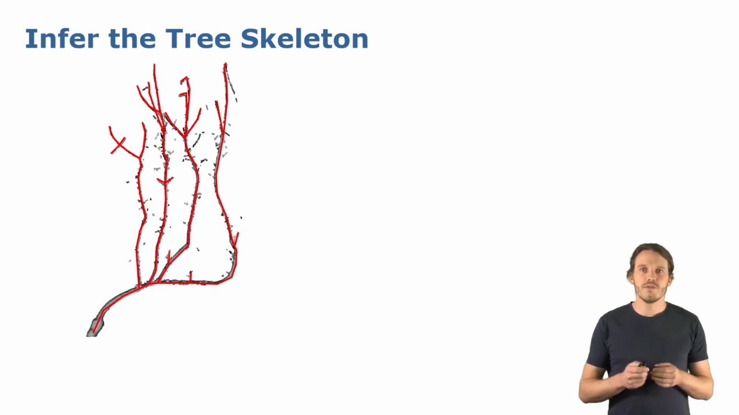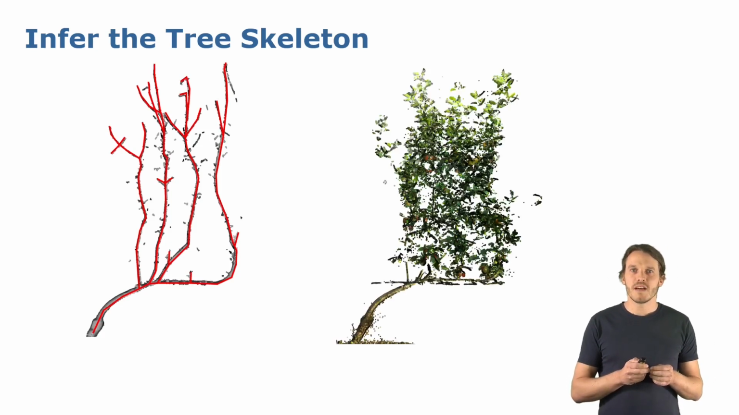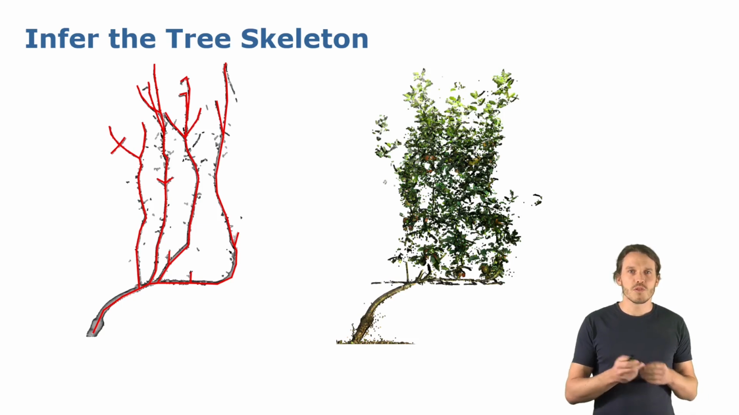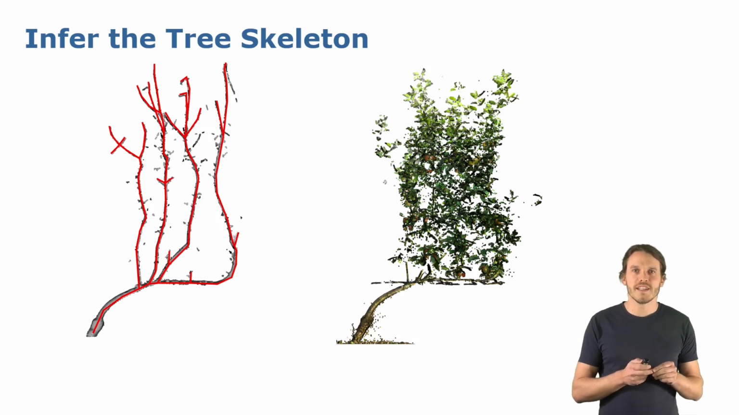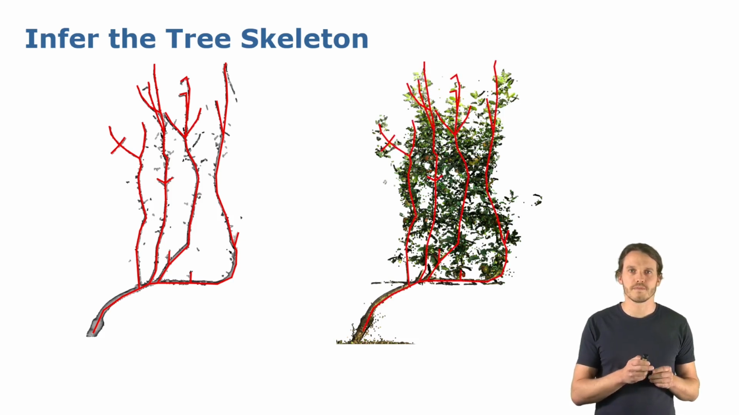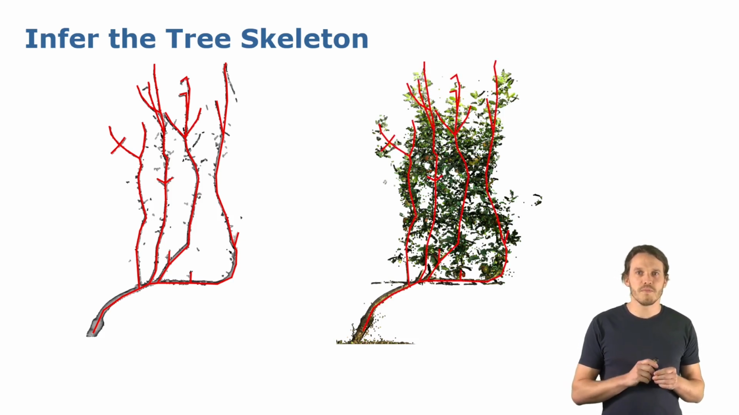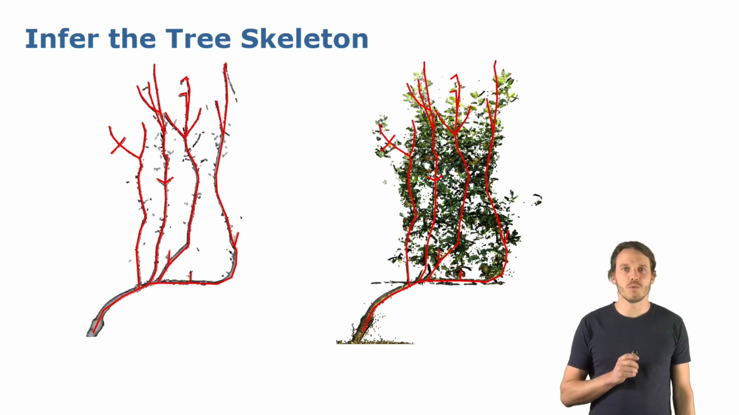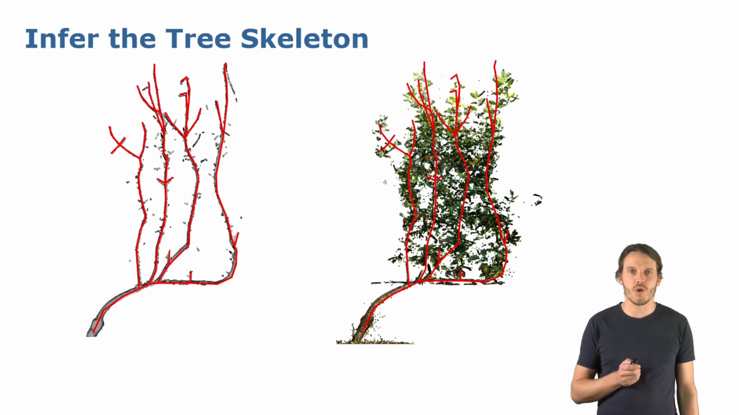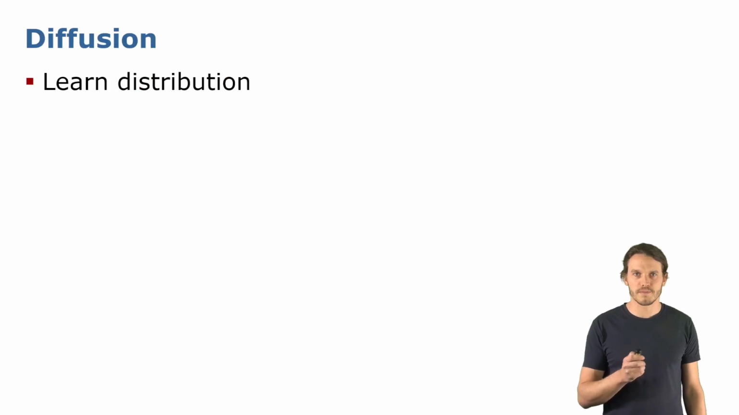However, when there are leaves on the tree, this becomes way more challenging. Most of the branches are occluded, and even for us it is not really trivial to draw the skeleton in there. To tackle this problem, we use a generative model which integrates prior information about how apple tree skeletons look like.